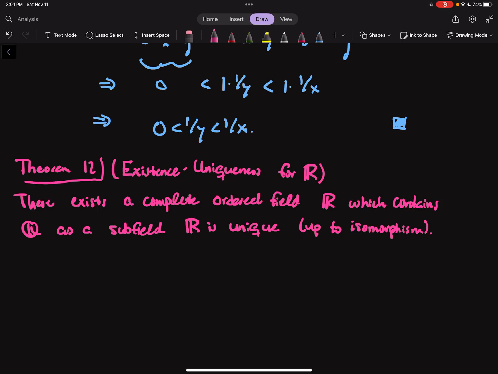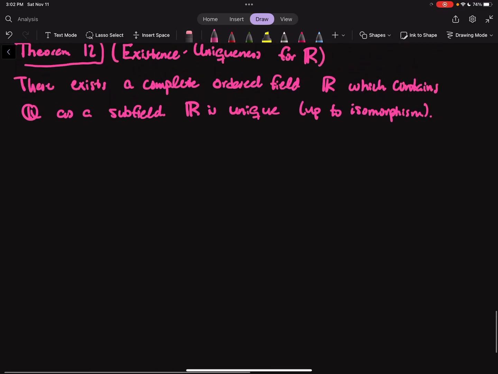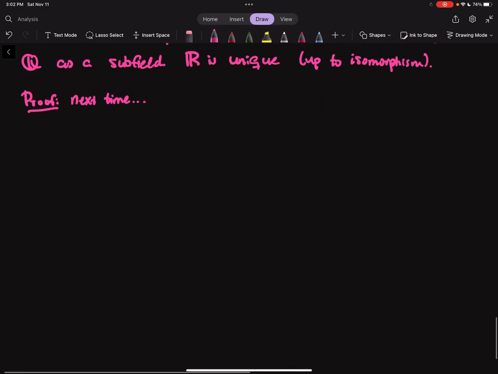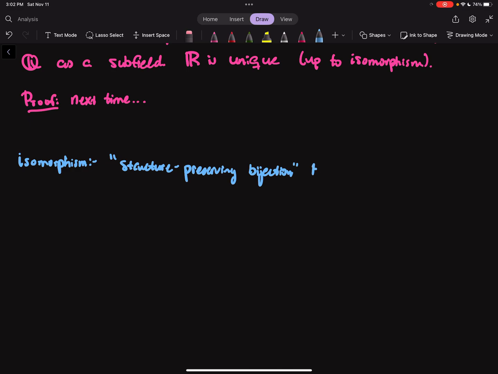And if you haven't heard of what it means to be isomorphic before, let me give a quick example. Not related to this, but just as an example to understand what it means. So think of an isomorphism as a structure-preserving bijection between two sets with some given structure.